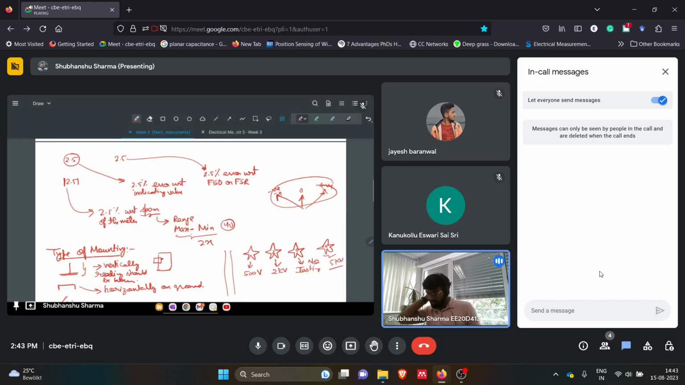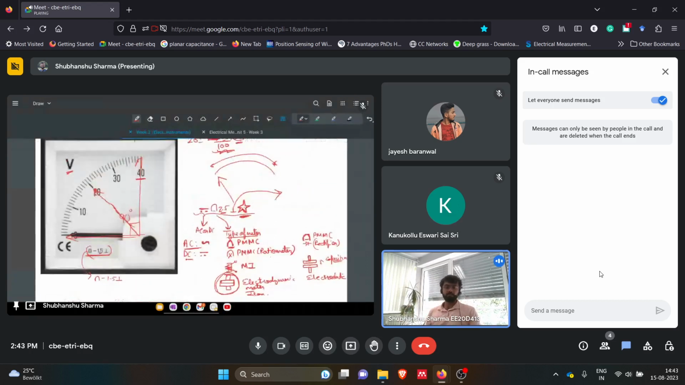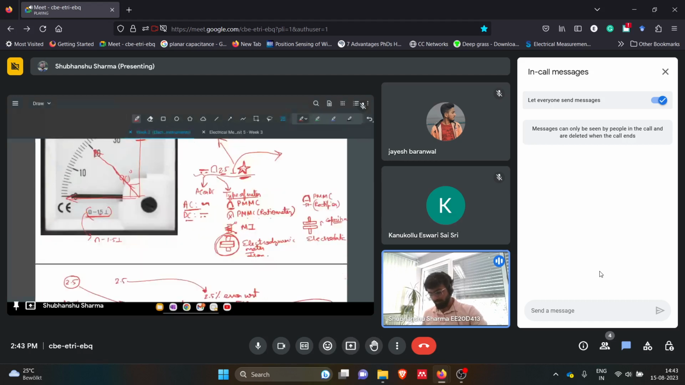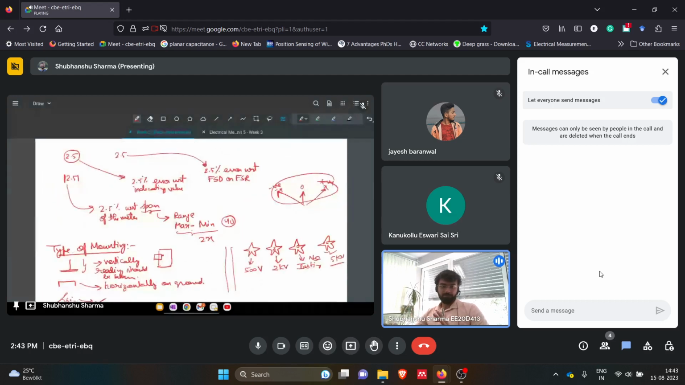Okay, so this was about the symbols. I just wanted to share this knowledge with you. Whenever you see these types of meters, you will now get to know these are the symbols and what they denote. So it will be good. Okay, so done with this.